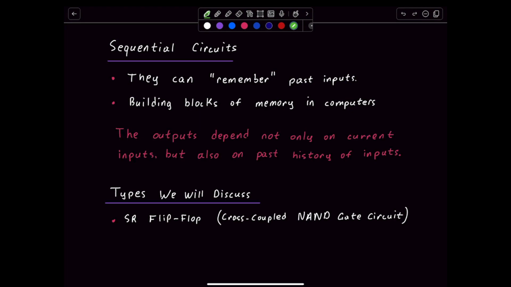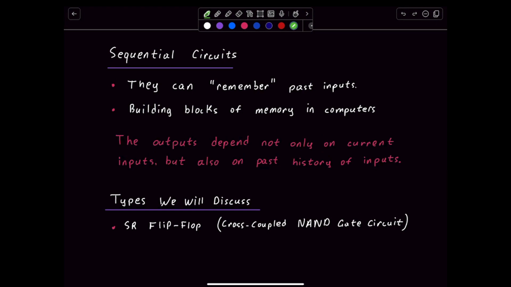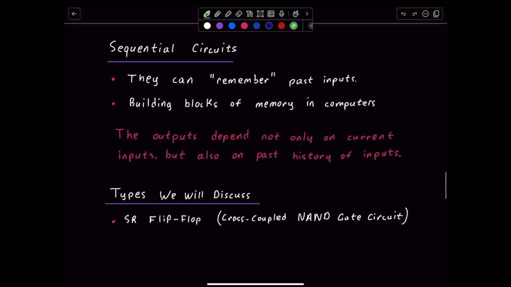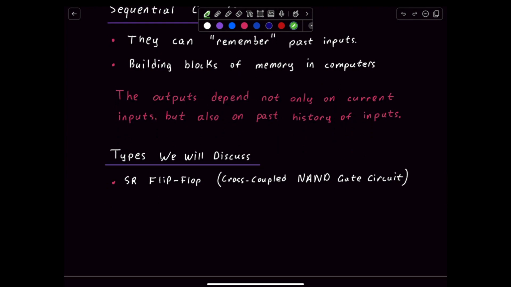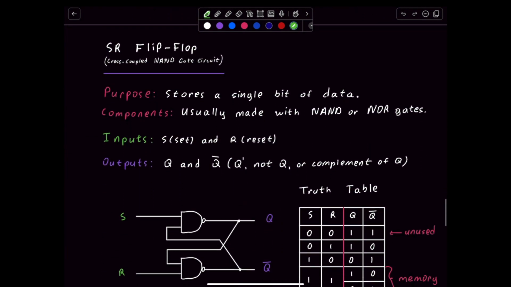Now we're going to go more in depth in how this works, because I believe this is a little harder to conceptualize, to visualize in your mind, because it has some tricky parts. All right, let's go. I want to talk about SR flip-flops. This is the cross-coupled NAND gate circuit that we're going to talk about. There are different implementations of the SR flip-flop, but the idea is generally the same.